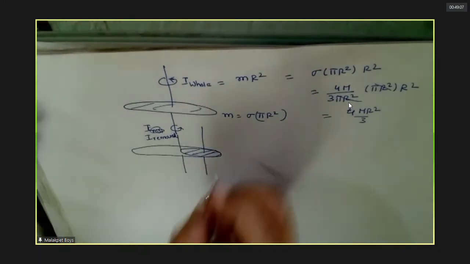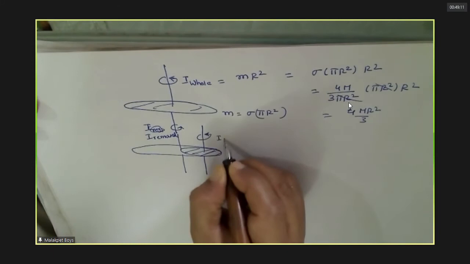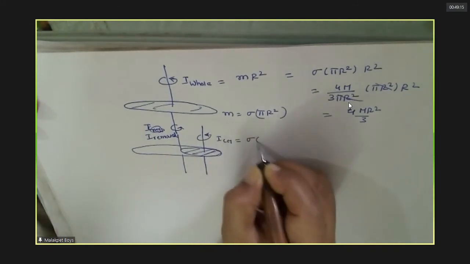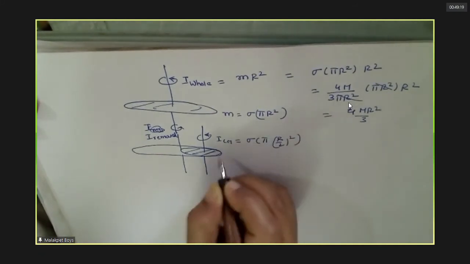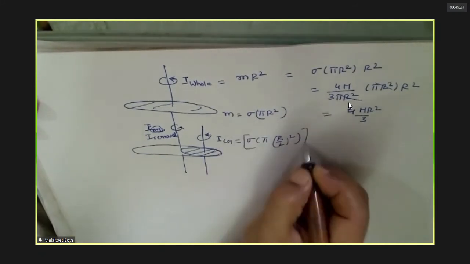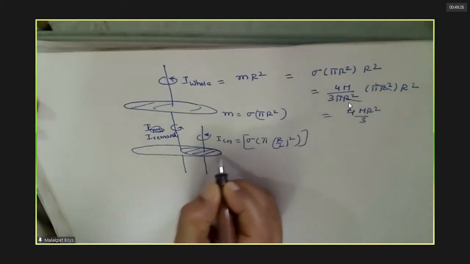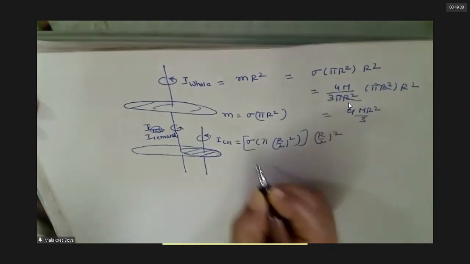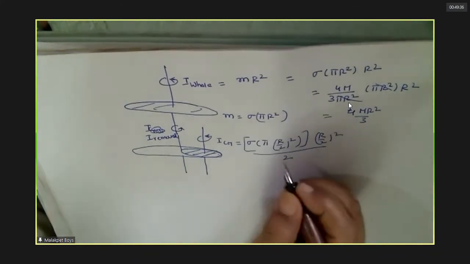You know what the ICM is for this disk, no? What is the mass of the disk? Sigma into pi, r by 2 whole square. Do you agree with this? Agree, sir. The radius is how much? R by 2. So it is mr square by 2. Do you agree with this?